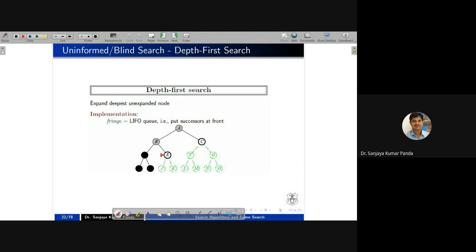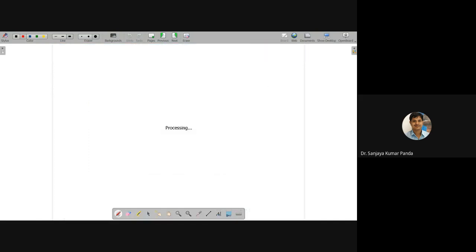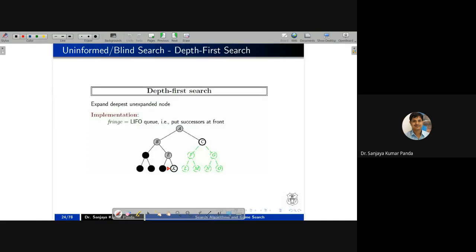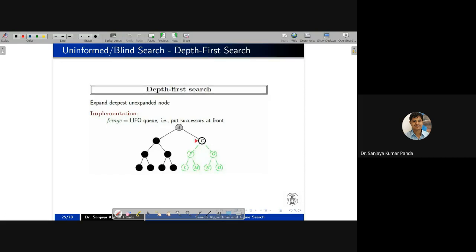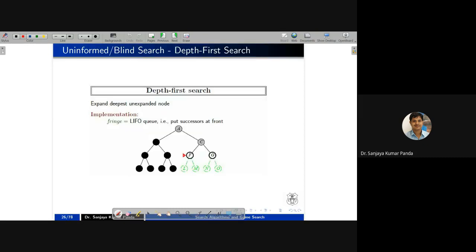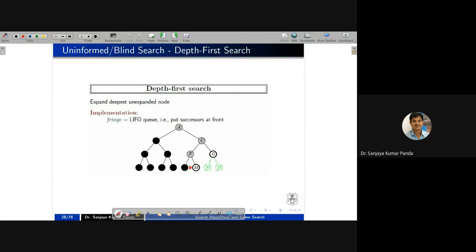Then you have to expand E again. When you expand E, you will get J and K. You check whether J is your goal node or not. If not, then you have to go for K. If K is also not your goal node, then you have to go for another branch, that is C. Again you expand C, you will get F and G. And when you expand F, you will get L and M. Check whether L is your goal node or not, or M is your goal node or not.